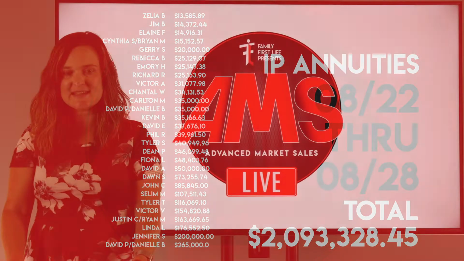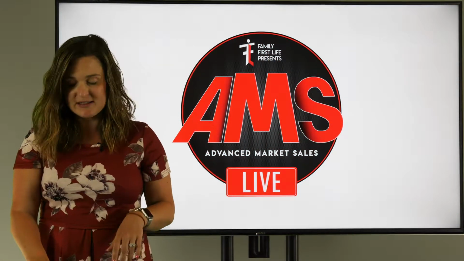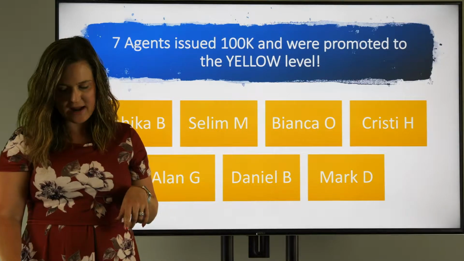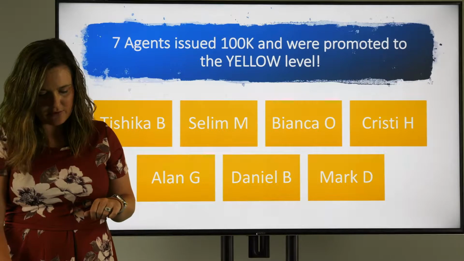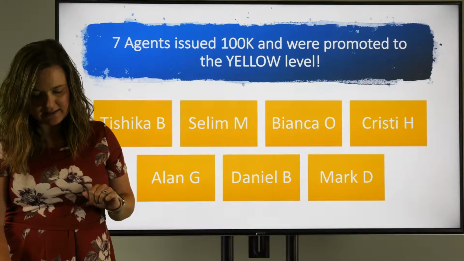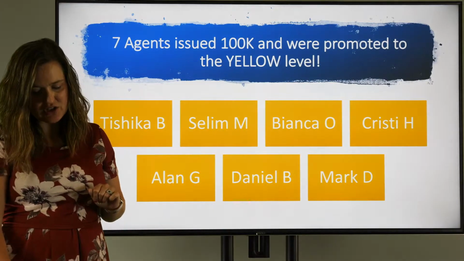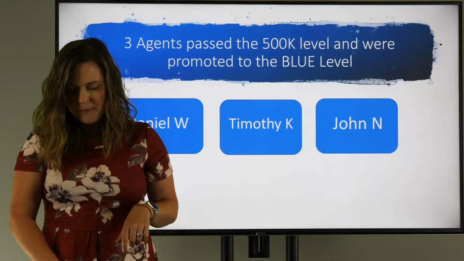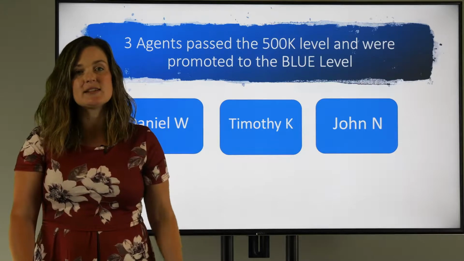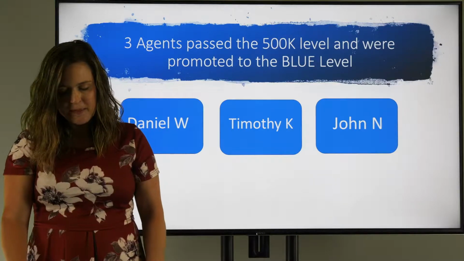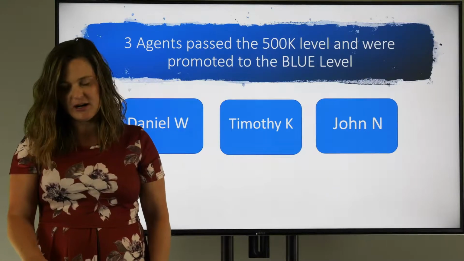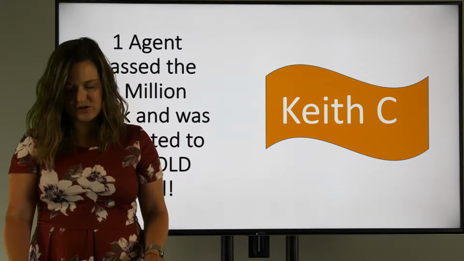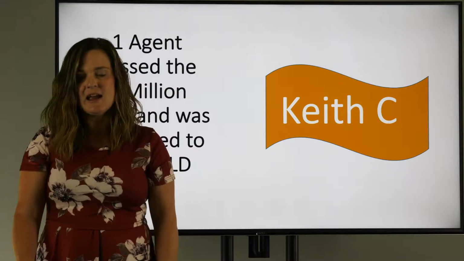Just a few updates for you guys this week. It is the first of the month, so we have our promotions for the month. We had 7 agents issue over 100K, and so they were all promoted to the yellow level. We have Tashika B, Selam M, Bianca O, Christy H, Alan G, Daniel B, and Mark D. Congrats, you guys. We then had 3 agents pass the $500,000 mark and be promoted to the blue level. That's Daniel W, Timothy K, and John N. And then we had 1 agent pass the $2 million mark and was promoted to the gold level, and that is Keith C. Congrats, all you guys.